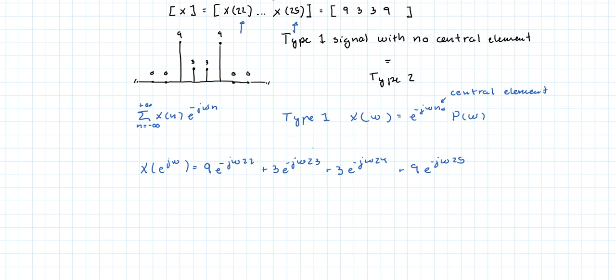So what you need to do is take out e to the minus j w n, and so that we're consistent with former notation, let's call it n naught, which is equal to 1/2 times 23 plus 24, which is just 23.5.